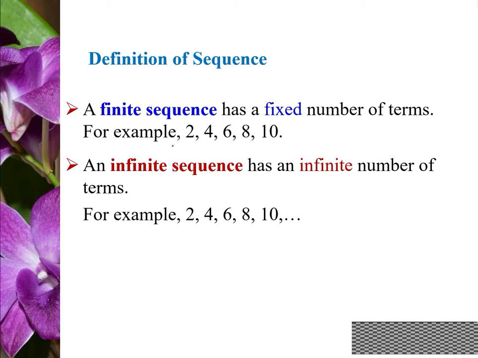A finite sequence means that we have a sequence which has a fixed number of terms. For example, here we have only 1, 2, 3, 4, 5 terms, and there are no other terms after 5. So this is what we call finite. An infinite sequence means that we have an infinite number of terms. So here the sequence will look like this: 2, 4, 6, 8, 10, and then these 3 dots mean that it goes to infinity.